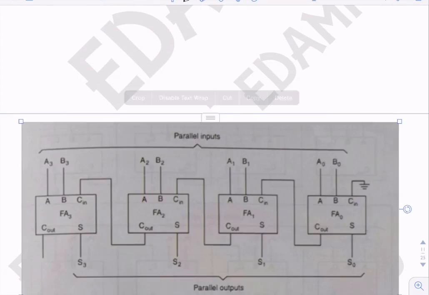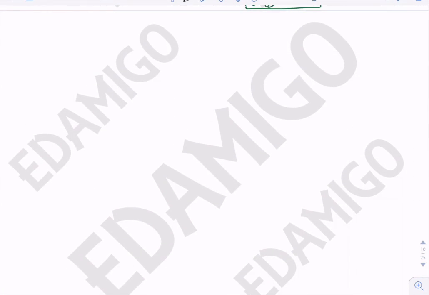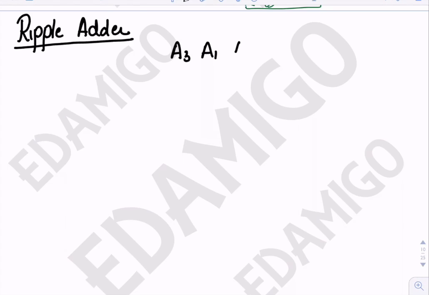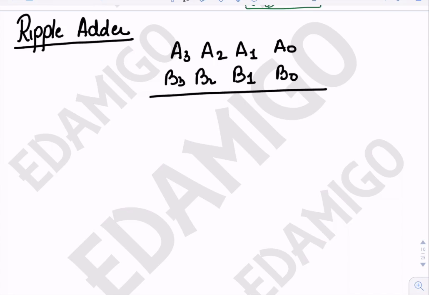Okay, now we have one full adder available to us. So now let's look at what a ripple carry adder or ripple adder is. Okay, it is a simple addition mechanism. For example, I want to add two numbers and both the numbers are of 4 bits. So A3, A2, A1, A0, and B3, B2, B1, B0. So there are two numbers each of 4 bits.